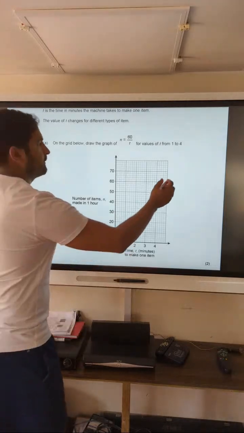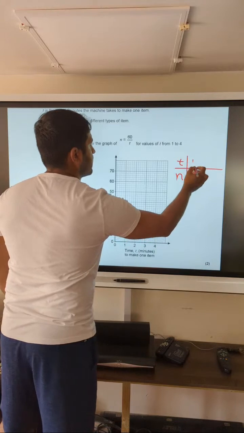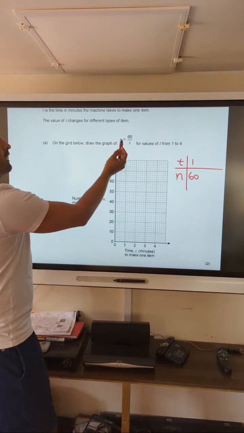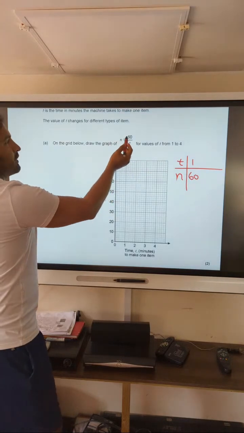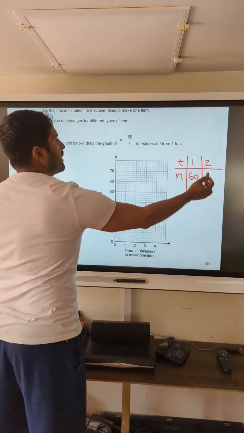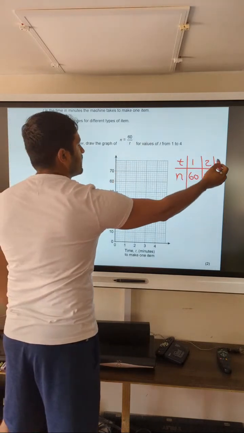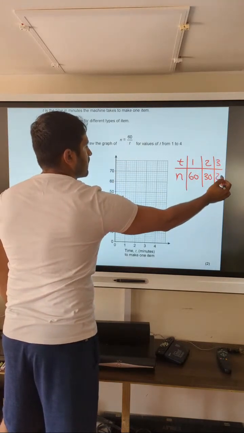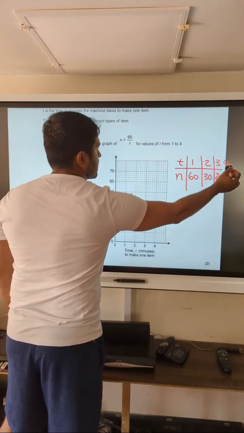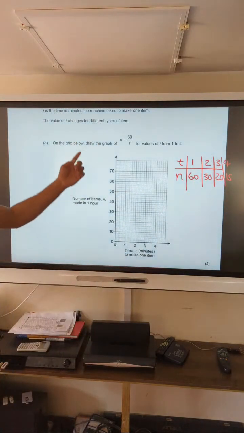So we can do this. t and n. When t is 1, n would be 60. All you're doing is substituting t equal to 1 in here. So 60 divided by 1 gives you 60. When t is 2, 60 divided by 2 would be 30. When t is 3, 60 divided by 3, we get 20. And when t is 4, 60 divided by 4 is 15. So those are the 4 coordinates we got, and we can plot those on here.